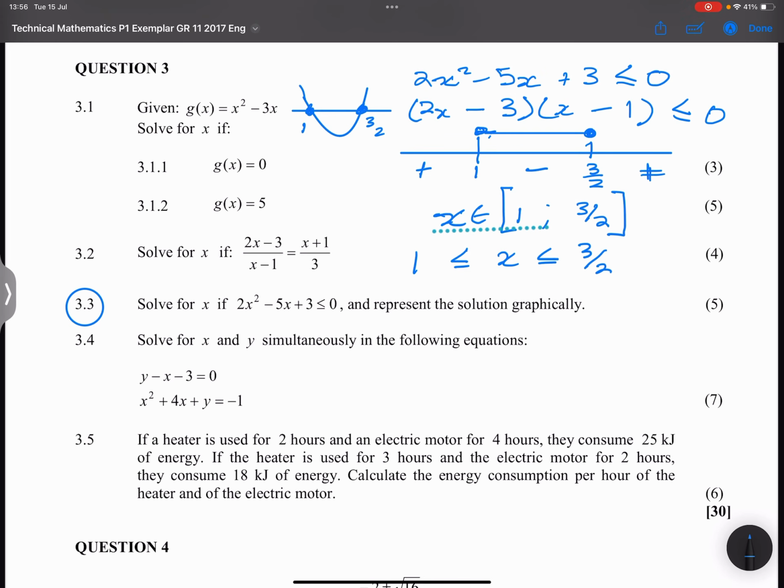Please note that it said less than or equal to, which means we are also including the values of x where y is 0. So that's why we included our critical values from 1 to 3 over 2.